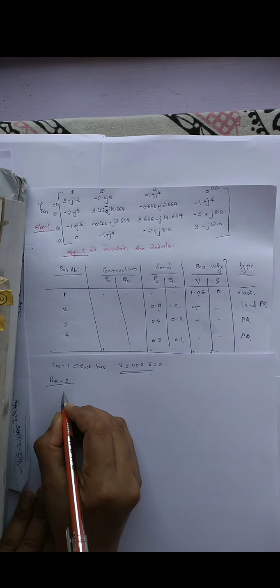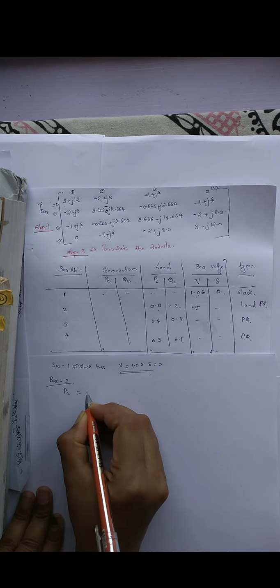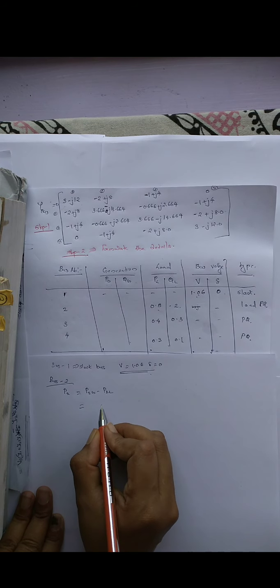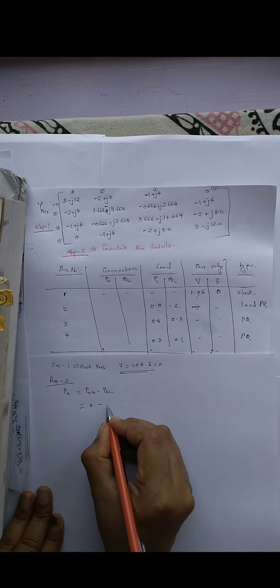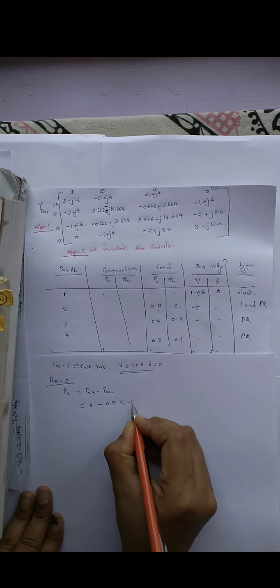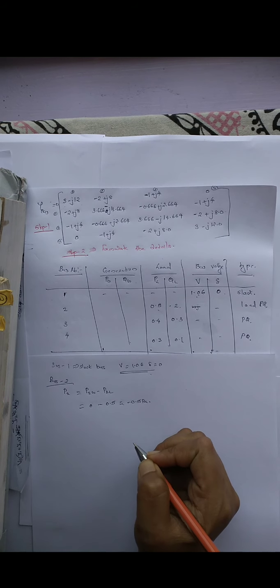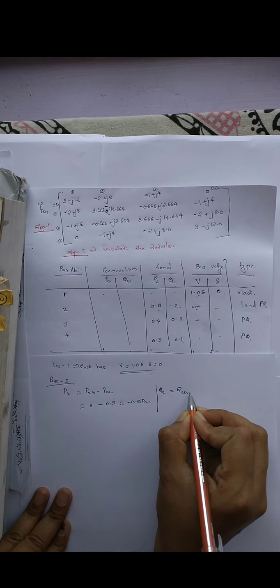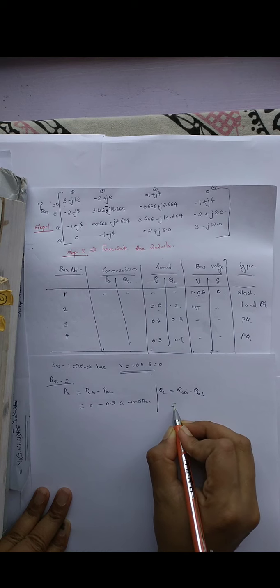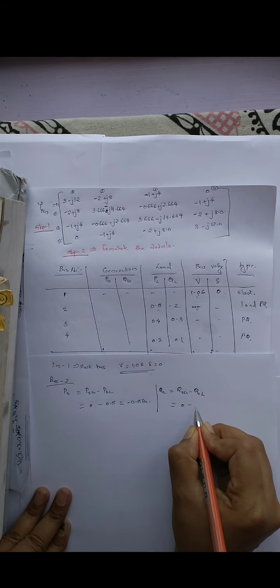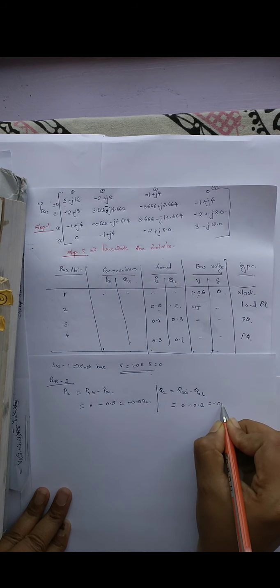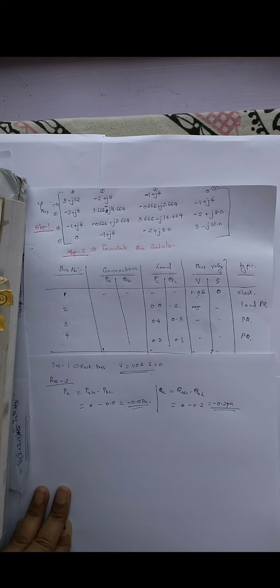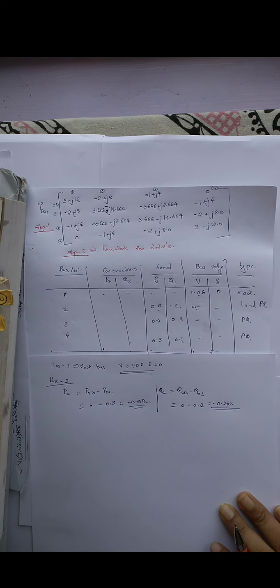For bus 2 we have to find out P2. P2 is equal to P2 generated minus P2 load, that is 0 minus 0.5, equal to minus 0.5 per unit. So I have found out P2. Next I have to find out Q2 also. Q2 is equal to Q2 generated minus Q2 load, so that is 0 minus 0.2, equal to minus 0.2 per unit. So we have calculated P2 and Q2 for the bus.